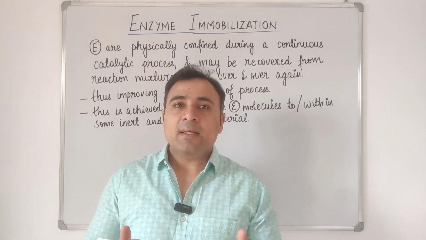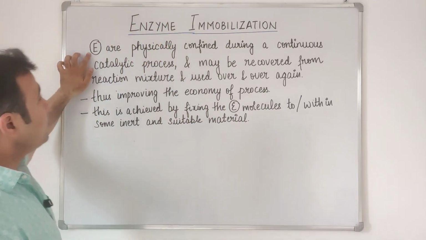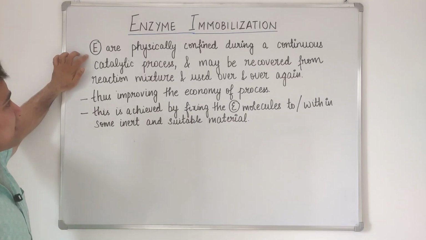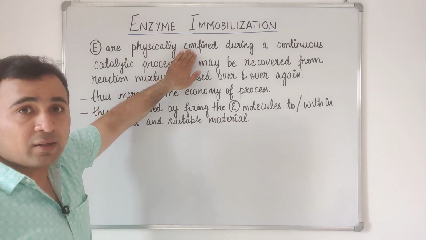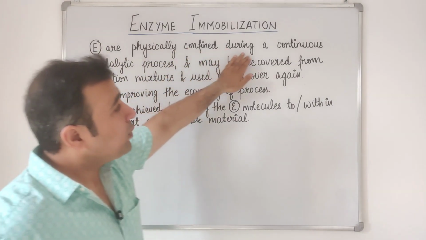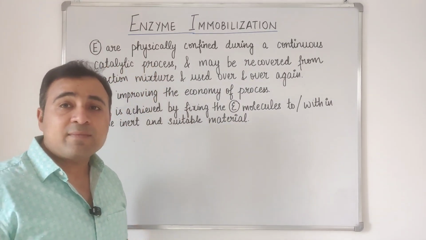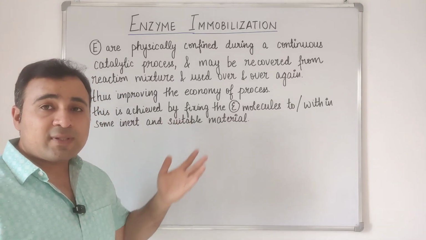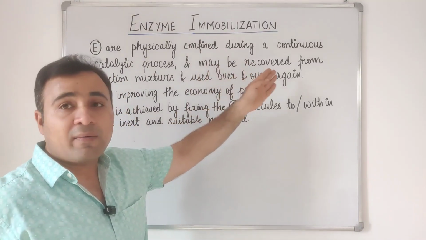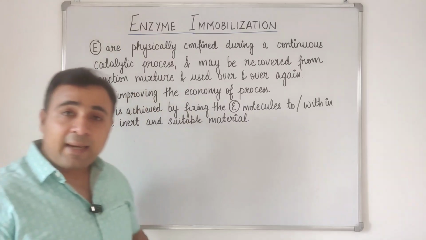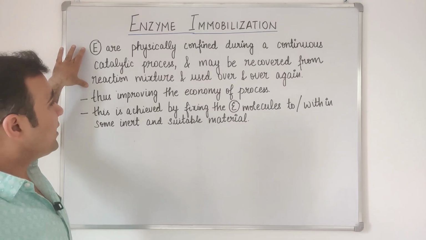Okay. What do we mean by the term enzyme immobilization? It is a process where the enzymes, I have used this abbreviation for enzymes because this word is repeated again and again, are physically confined, or you can say they are made stationary, during a continuous catalytic process. During our reaction, enzymes are used as catalyst. So what we do in this process is we make them stationary, and once the reaction is over, the enzymes may be recovered from the reaction mixture and they can be used over and over again. So this is what we mean by enzyme immobilization.